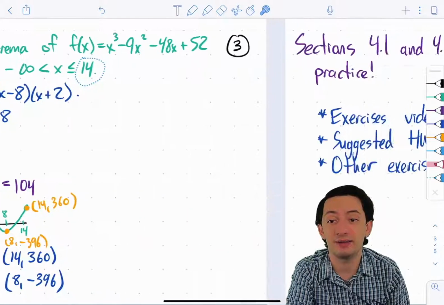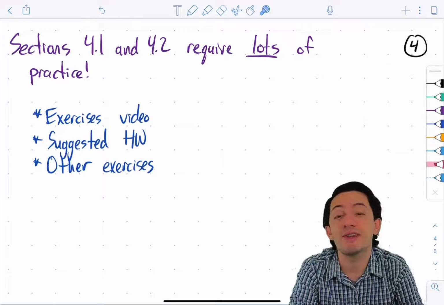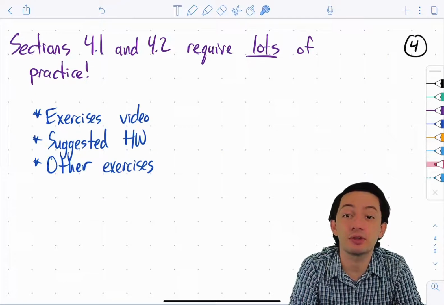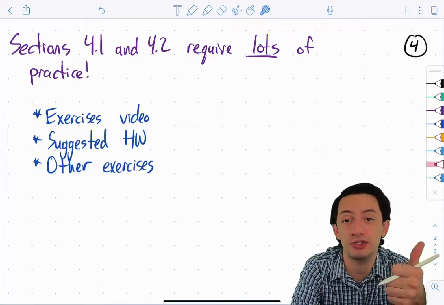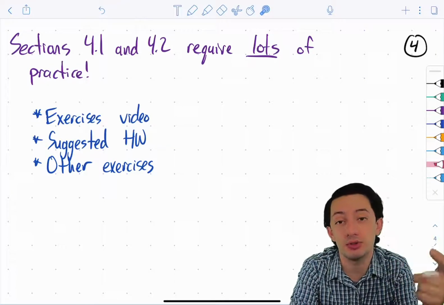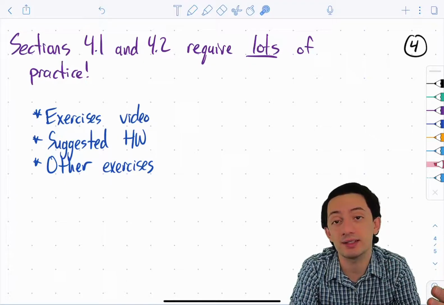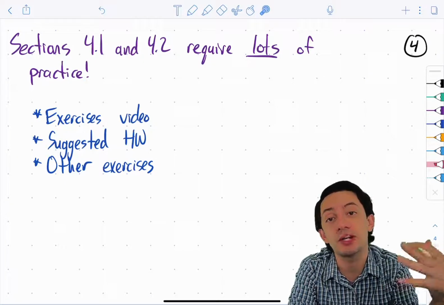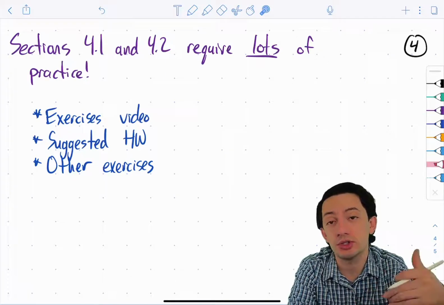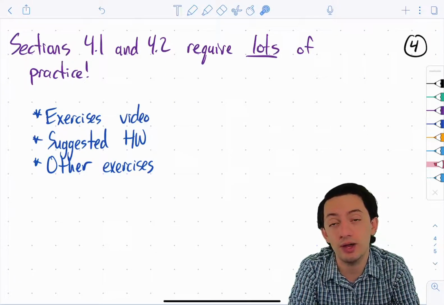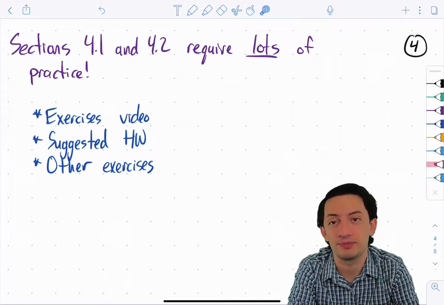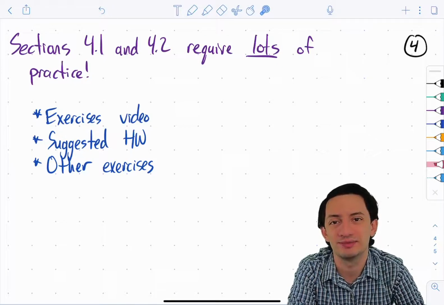Okay, moving on. Oh yeah, so we don't have another example, just a little reminder here. These require lots of practice. So make sure that you're watching the exercises videos. Make sure that you're doing the suggested homework. And if you do those and you still feel like you need a little more practice, there are plenty of good exercises in the book that I don't pick for the suggested homework. So you can always just look at those as well and ask if you need any help with them. Okay, I'll see you in the exercises video.